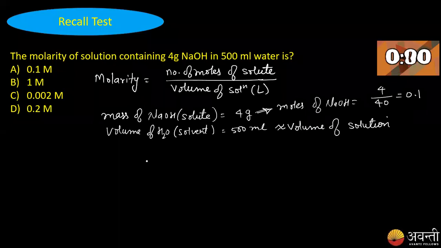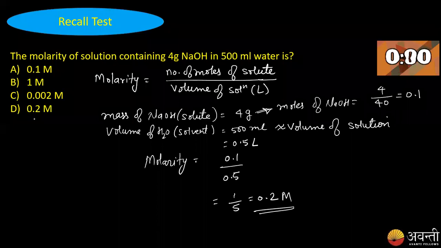So molarity will be, now this volume is in ml, so that will be 0.5 liter. We have to divide by 1000 to convert ml into liter. So molarity is the number of moles of solute, that is 0.1, divided by the volume, 0.5 liter, which is equal to 1 by 5 or 0.2. So the correct answer is 0.2 M, which is option D. If that is clear, quickly click on yes. If you have any doubt, then quickly write it down.